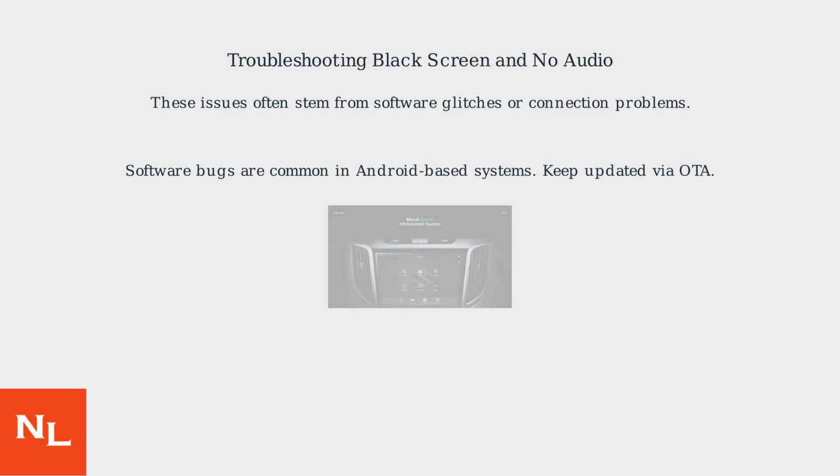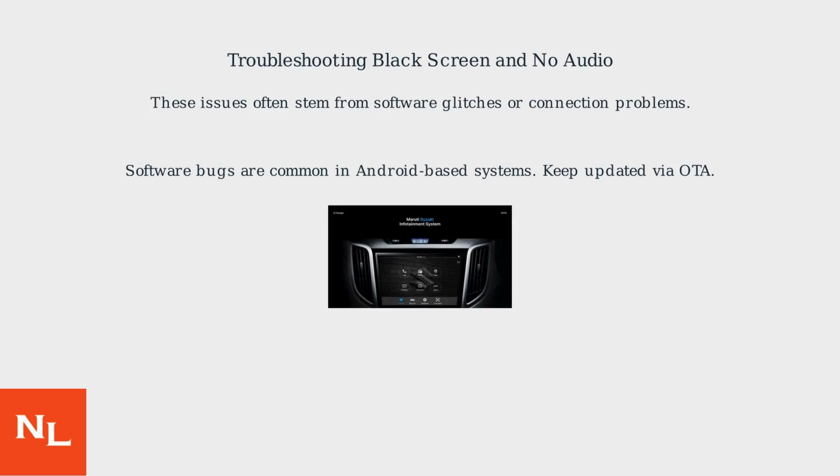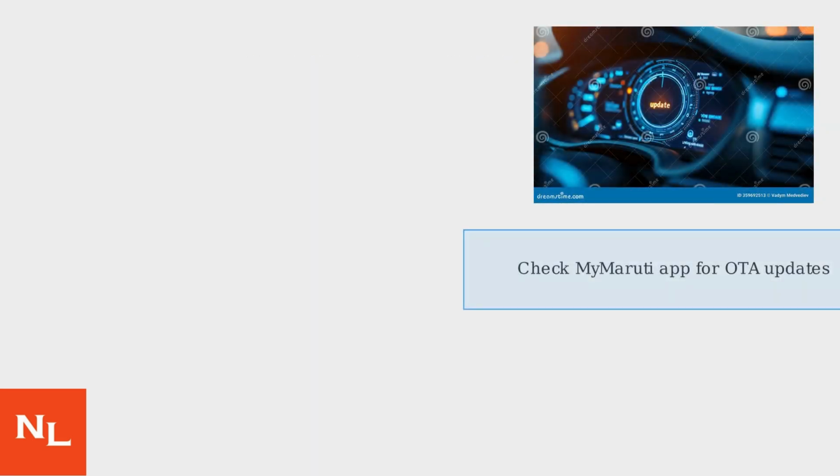Remember, software bugs are common, particularly in Android-based systems. Keep your system updated. Over-the-air OTA updates released in mid-2024 and early 2025 have fixed many such problems. If basic resets don't resolve the issue, ensure your infotainment system has the latest firmware. Maruti Suzuki releases over-the-air updates to fix common problems.